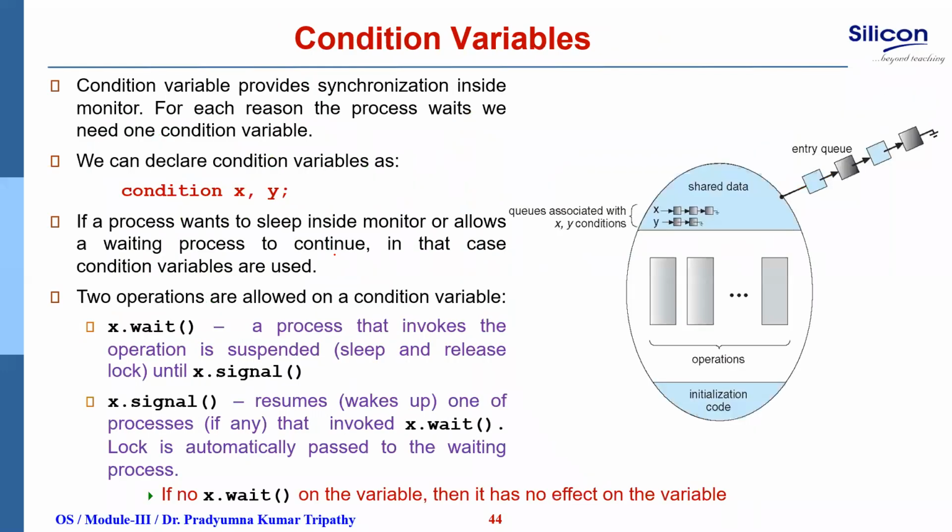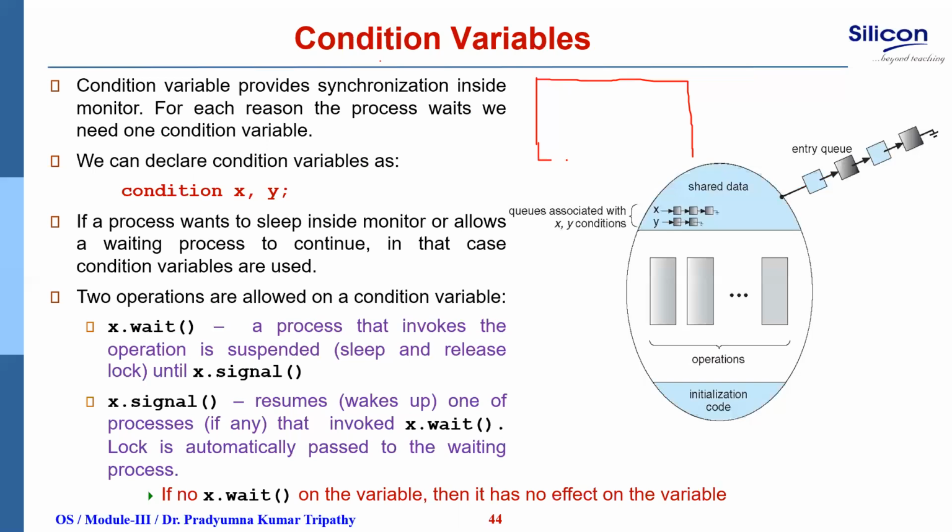Okay. Now it says that in the monitor we may have some condition variables. What is this condition variable? I will tell you. The condition variable provides synchronization inside the monitor. Inside the monitor, just think of an example. For example, I will say this is a monitor.